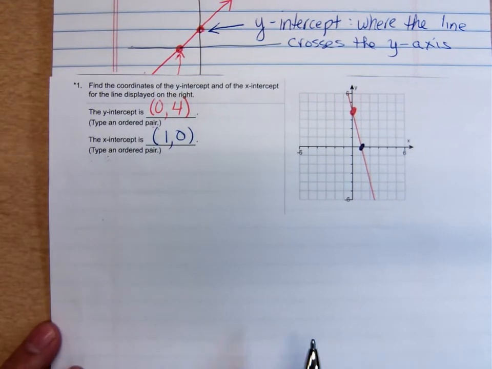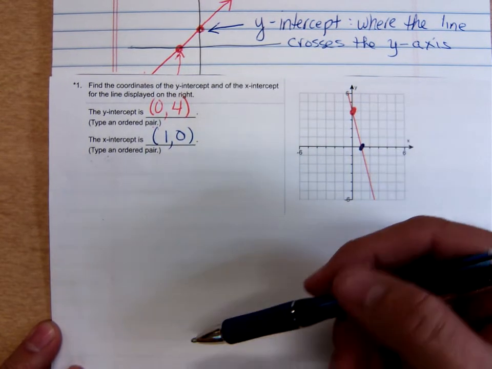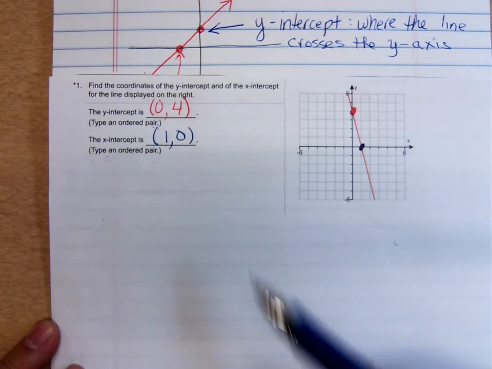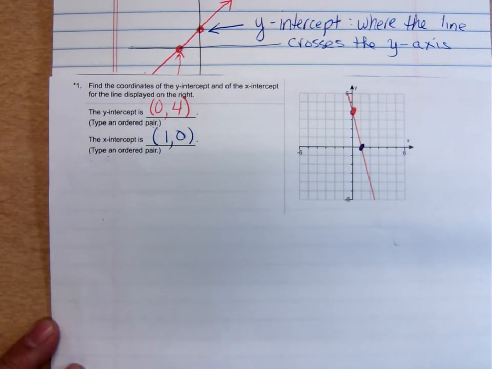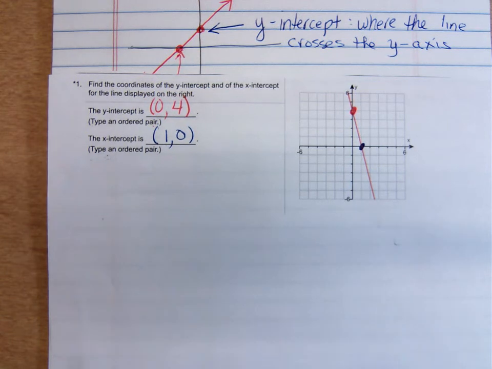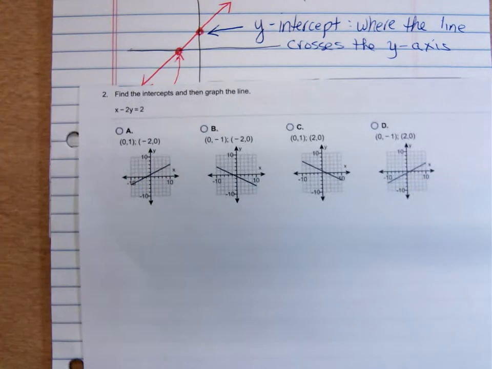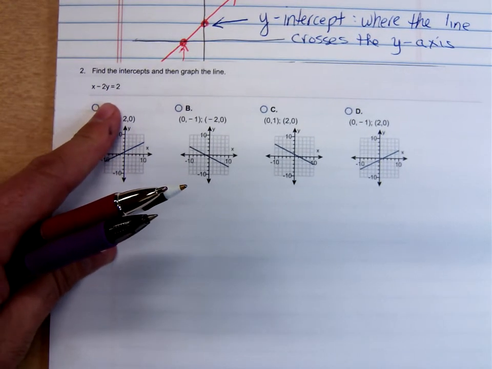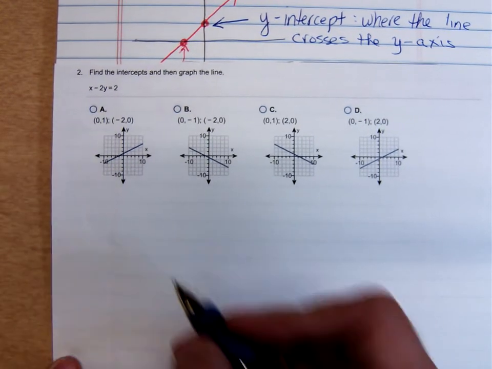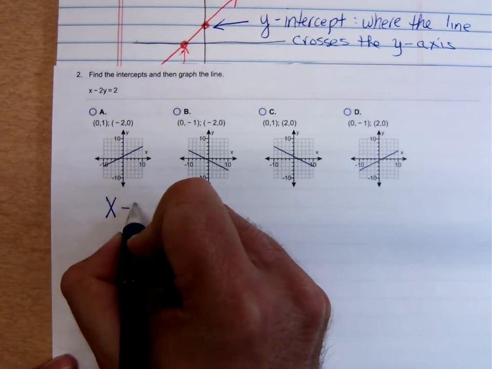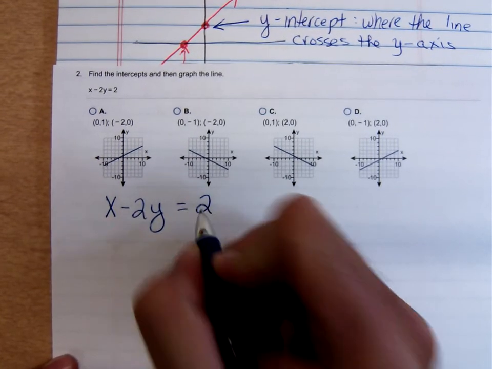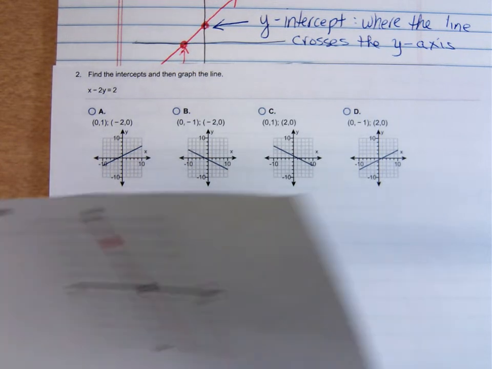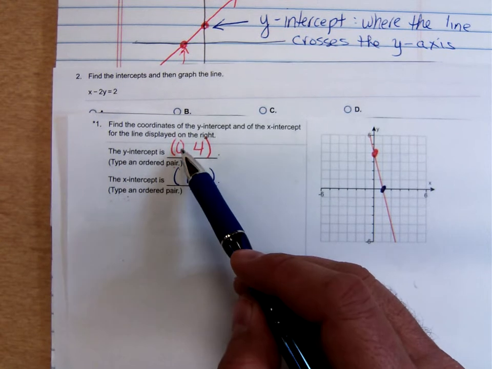Now, in algebra, you always do it one way, then you do it in reverse. So here we've looked at the graph, found the intercepts. Now let's go backwards. Suppose you were given the equation and asked to find the intercepts and then graph the line. So that's so small, I'm going to write it out. The equation is x minus 2y equals 2. How the heck would we find those intercepts? Let's look at those intercepts right here.